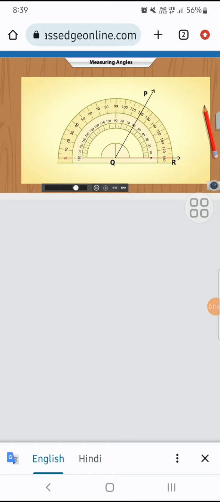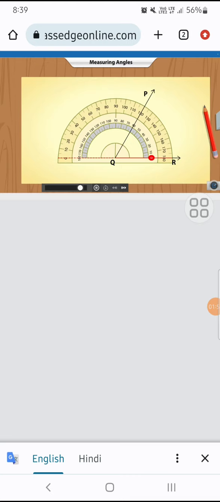Now let's check if we should use the inner scale or the outer scale. Read the scale which has 0 degrees on the arm QR. In this case, it is the inner scale. So here we need to use the inner scale.